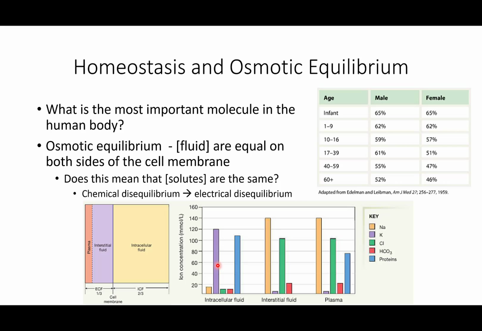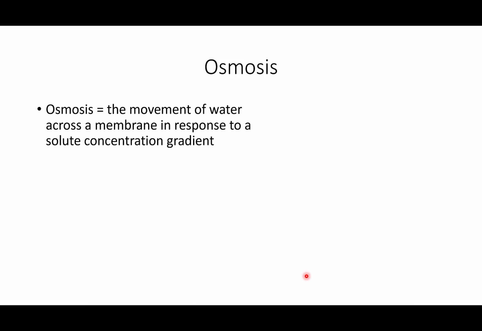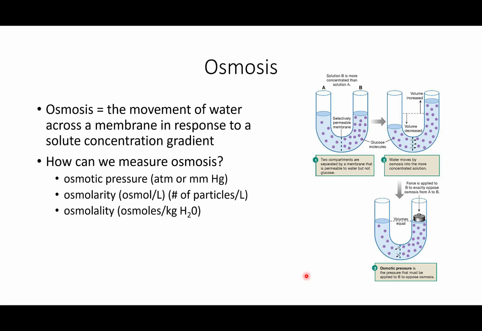Let's talk about osmosis. Osmosis is the movement of water across the membrane in response to its solute concentration. So we are going to be moving water from areas of low concentration of solutes to areas of higher concentration, because ultimately on two sides of a membrane we want osmolarity to be equal. So how do we measure osmosis?